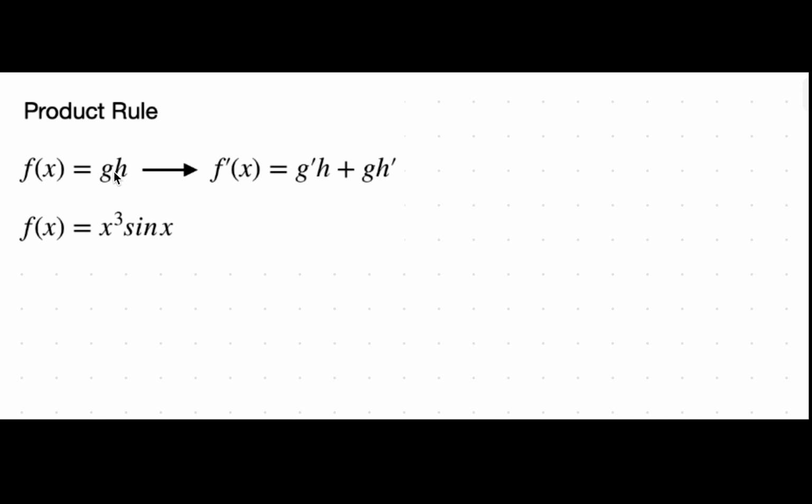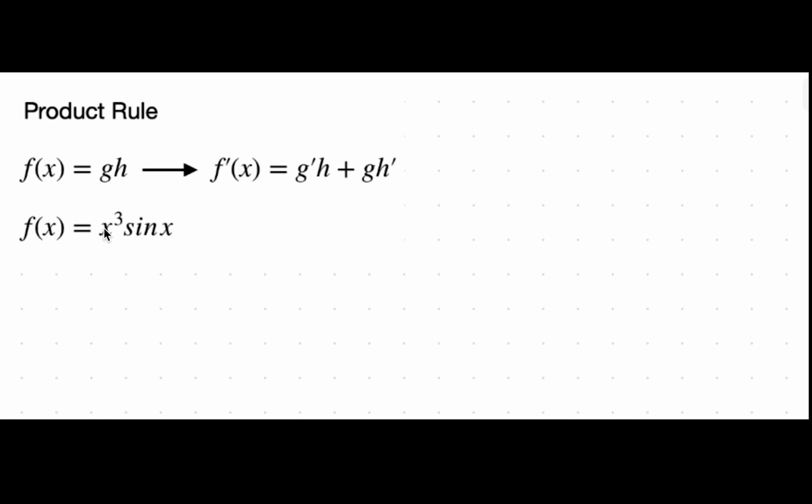So the derivative of this is going to be the derivative of whatever g is times h plus g times the derivative of h. And like I said, g and h are separate functions here, and you're multiplying them together to create another function f of x. So let's do an example of this. Say we have the function x to the third times sine of x.